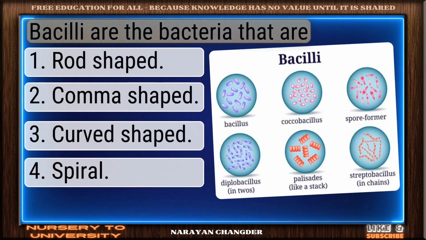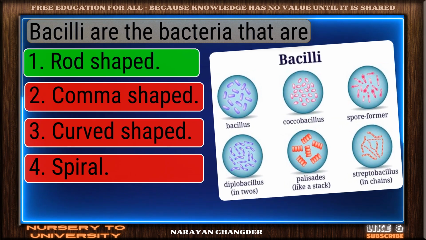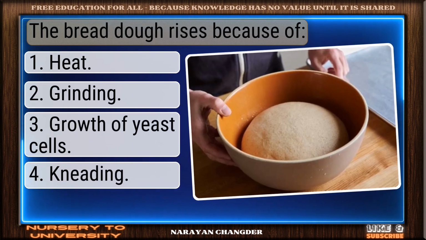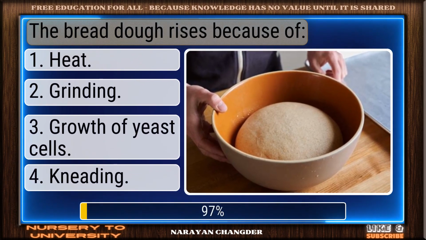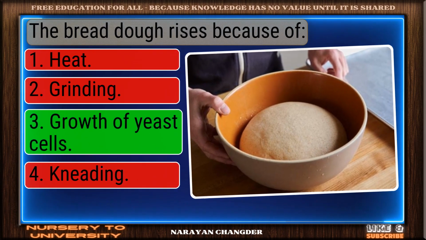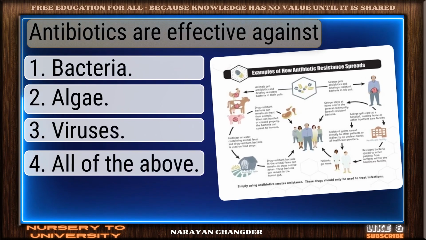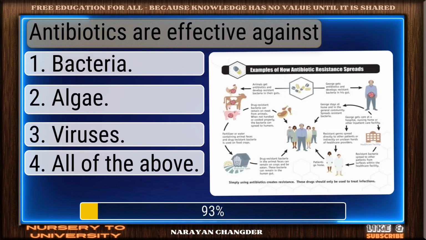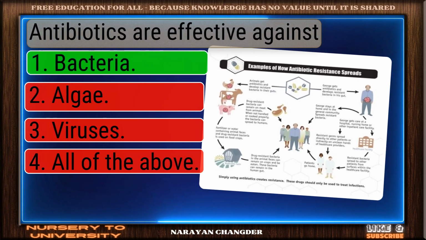Bacilli are the bacteria that are. Right choice. Rod-shaped is the best answer. The bread dough rises because of. Well-reasoned. Growth of yeast cells is the correct choice. Antibiotics are effective against. Sharp thinking. Bacteria is the right choice.